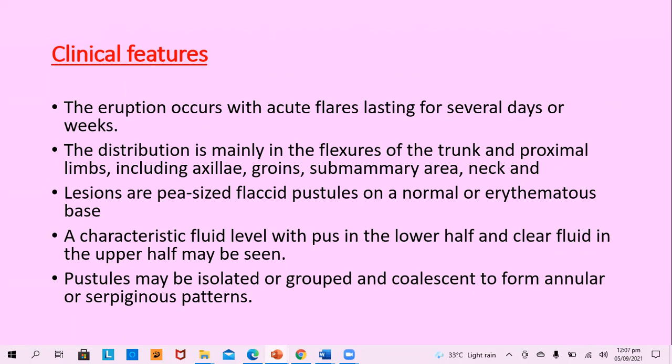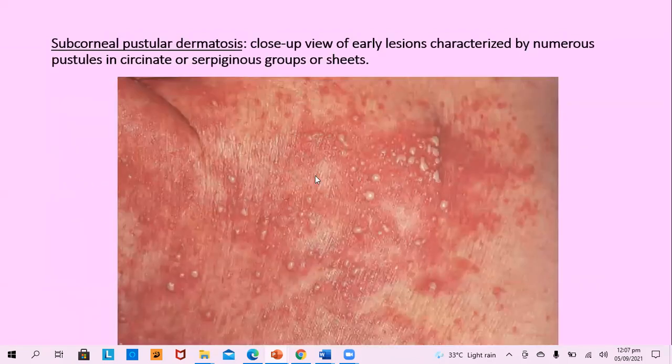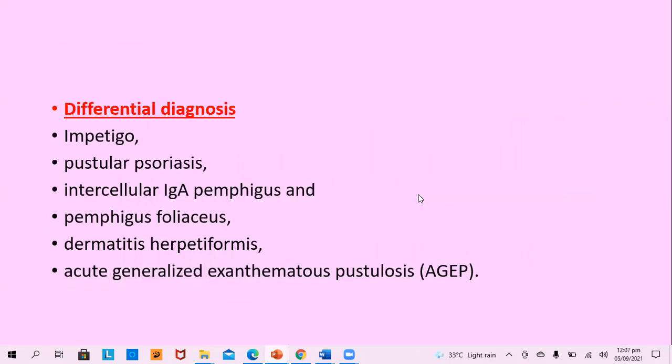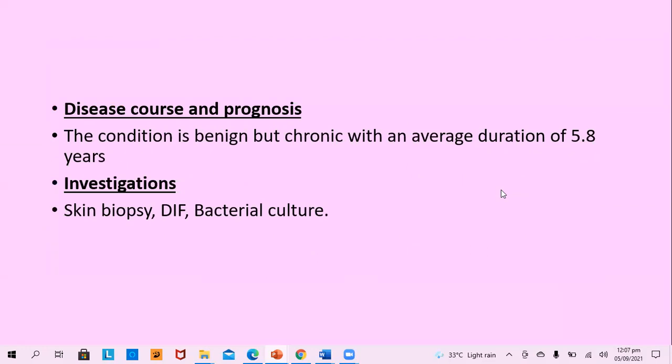Pustules may be isolated or grouped and coalesce to form annular or serpiginous patterns. This is the clinical view of subcorneal pustular dermatosis, characterized by numerous pustules in circinate or spongiform groups or sheets. Such appearance is very similar to that in pustular psoriasis. Differential diagnosis includes impetigo, pustular psoriasis, IgA pemphigus, pemphigus foliaceus, dermatitis herpetiformis, and acute generalized exanthematous pustulosis. Disease course and prognosis: the course is benign but chronic, and average duration is 5.8 years.